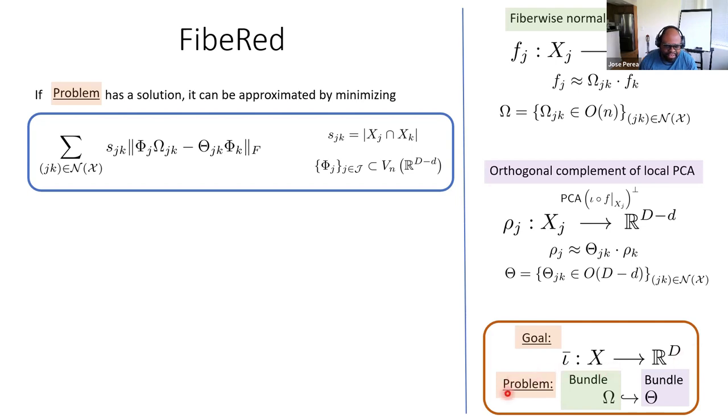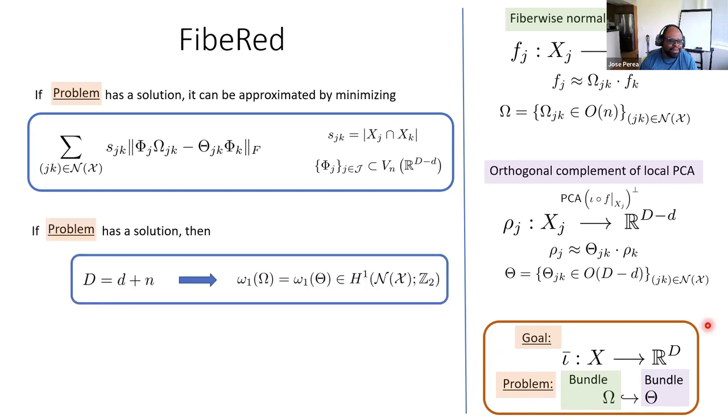But having this problem of bundles actually opens up the theory that you can exploit. And here's something that you can prove, which is, I think, kind of cool. If the problem has a solution, meaning that you can embed the green bundle into the purple bundle, and if you pick the dimensions to be complementary, meaning that the dimension of R^d is the dimension of the manifold B plus the dimension of the forgotten normal, then the first Stiefel-Whitney class of the bundle has to be equal for the green and the purple bundles. And again, this is something we can compute and use as obstructions.